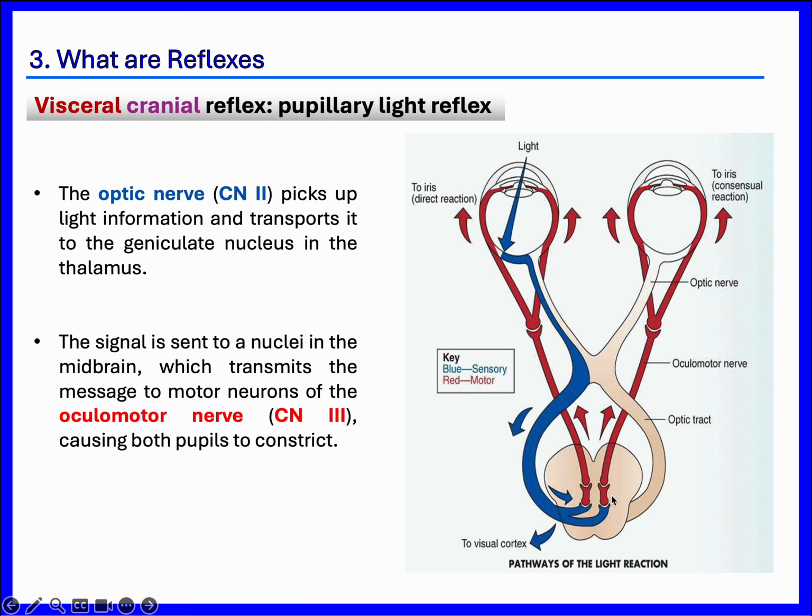geniculate nucleus in the thalamus. So it goes to the thalamus. We don't need to know the specific nuclei in the thalamus. And the signal is sent to a nuclei in the midbrain, which transmits the message to the motor neuron, the oculomotor nerve 3, and it'll send info to both eyes, right? And it'll tell the pupil to constrict. So again, this is visceral and cranial, right? It's a cranial one. It's the actual eye itself, the pupil size. It's not a somatic muscle.